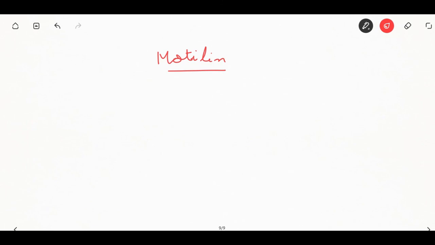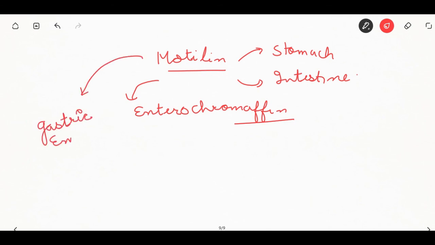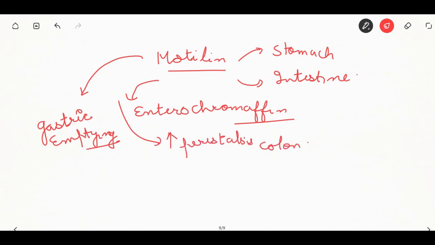Motilin is present in the stomach and intestine. It is believed to be secreted by enterochromaffin cells. It is secreted when the chyme from the stomach enters the duodenum. It accelerates gastric emptying and increases the peristalsis in the colon.